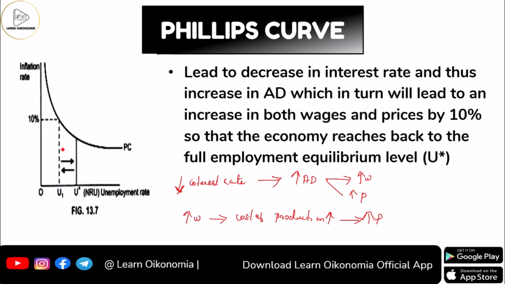So what happens? The economy was initially in equilibrium, but as a result of a change, the economy has now reached back to the full employment equilibrium, which is U star. Okay, earlier the economy was at this point, but then it went to U1, but now it is moving to U star again.